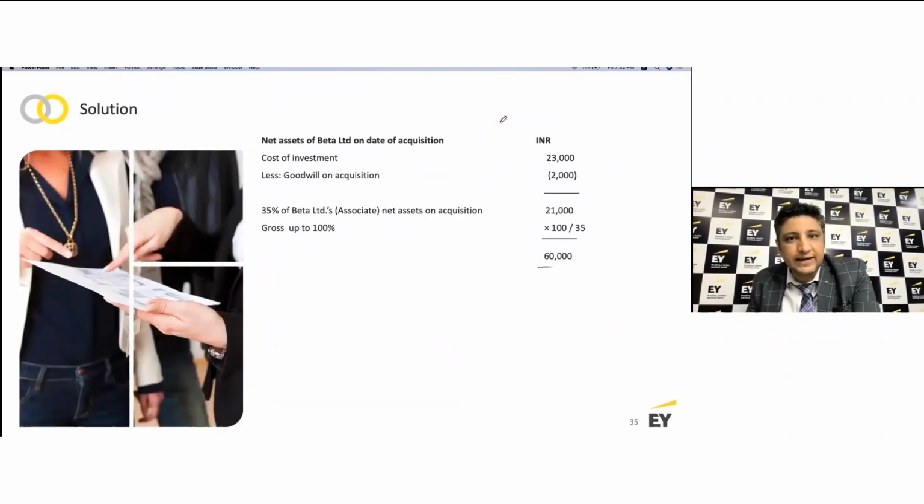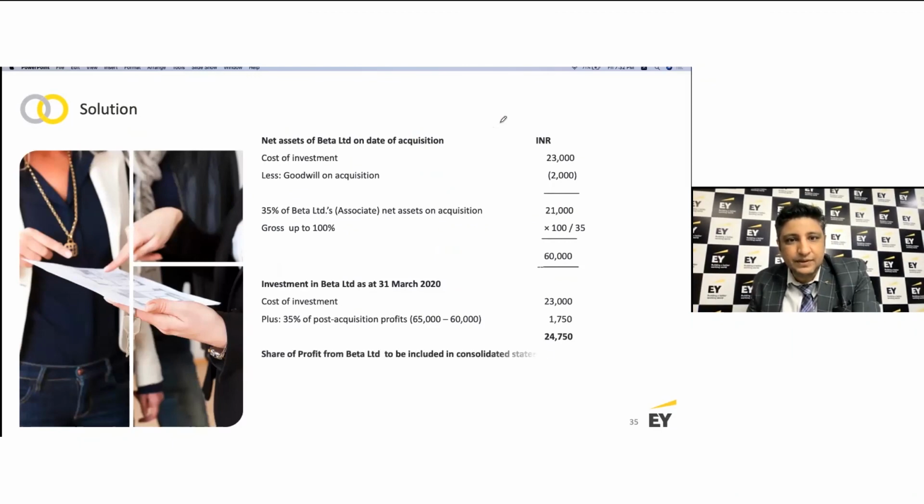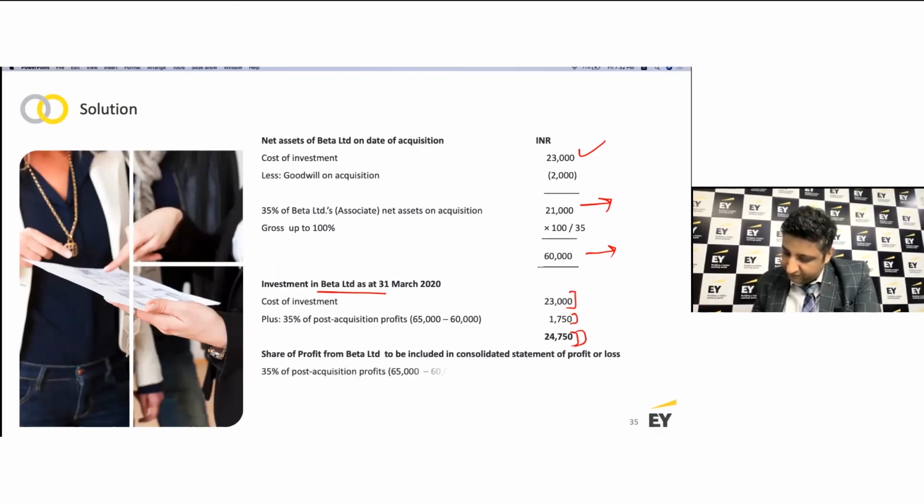We are provided that this is the cost of investment. So the worth of the company for a 35% stake is 21,000. The overall worth is 60,000. Investment in Beta would be original cost plus the share of profits, and of course, the share of profit is also a part of the profitability in the consolidated P&L of Alpha Limited. Okay.